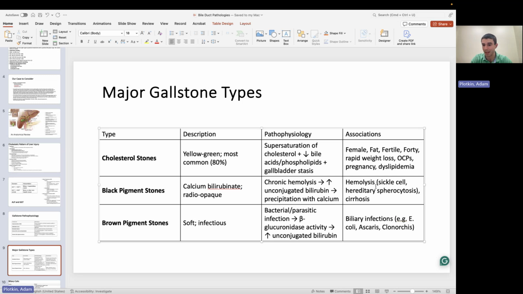So we can see this in hemolysis of any kind. I did a whole lecture on MAHA, and I'll do a whole lecture on hemolytic anemia at some point soon. So, sickle cell, hereditary spherocytosis. We can also see it in cirrhosis too.